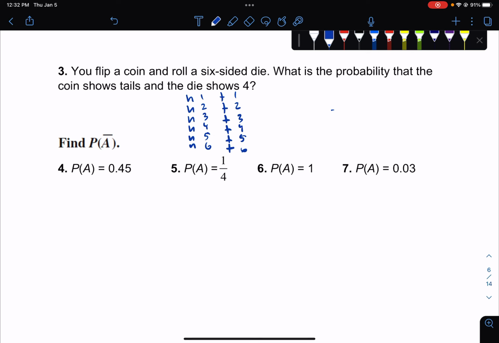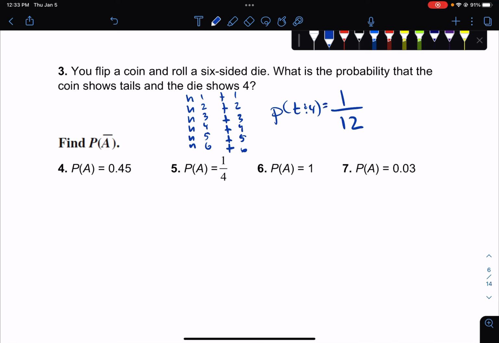Now, out of the total 12 possibilities, how many of them have tails and a 4? Well, there's only one of those. So there's only 1 out of 12 chances of getting tails and a 4. So the possibility of a tails and a 4 is 1 out of 12.